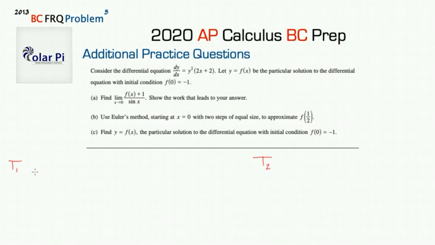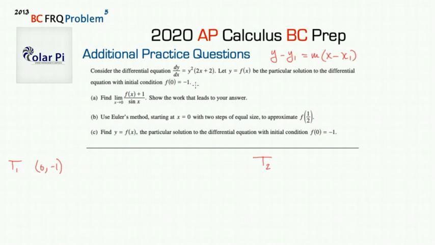T1, the first tangent line, is going to be at the first point, at the starting point. So that's at 0, comma, what's the y value? Well, since f of 0 is -1, it's 0, comma, -1. Remember, it's best to write the equation of a line to start in point-slope form. That's y minus y1 is equal to m times x minus x1, right? So we've got our point x1, y1, that's 0, -1, but we need m, the slope. So that's dy/dx evaluated at 0, -1.